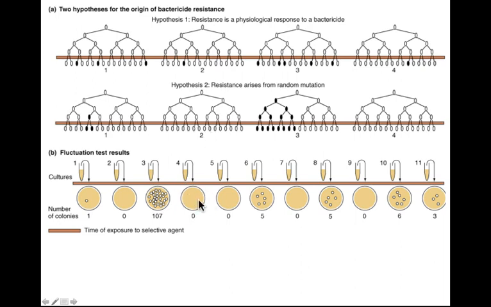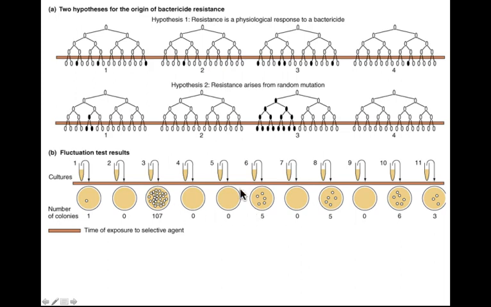Now the key to the fluctuation in the fluctuation test deals with growing these many cultures independently. Many times you allow a culture to start from one bacterium, generate to many, and then look to see how many resistant colonies you get out of it. It's this fluctuation between very large numbers of colonies and no colonies at all that provides the data for the fluctuation test, in that mutations are occurring randomly throughout the growth of the culture.